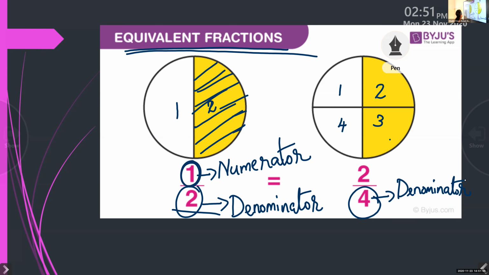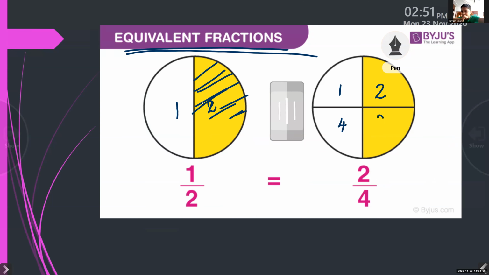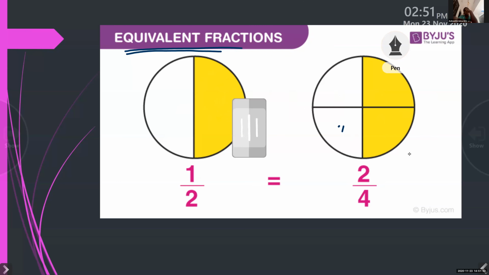Yes, 2 parts. And what is that 2 known as? Numerator. So children, the parts we have shaded, that is the numerator, and the total number of parts, that is the denominator. So we know what is numerator and what is denominator. So we can identify 1 by 2 and 2 by 4. Now these two are equal.